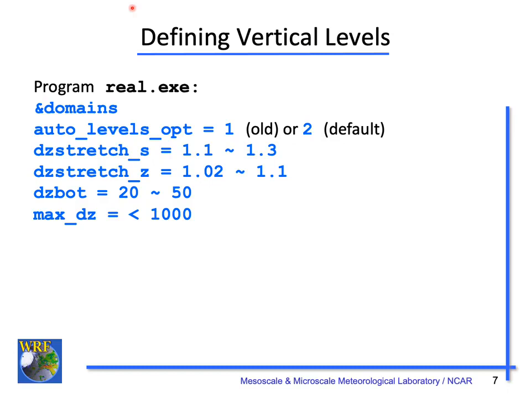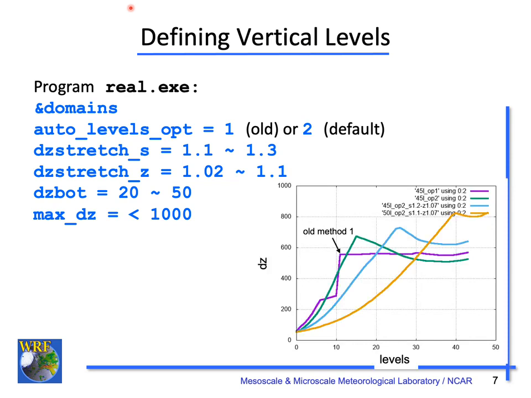This plot shows how delta z varies as a function of levels. The purple line, green and the blue ones all have 45 vertical levels. The purple line shows delta z as computed from the old method, option 1. We can see that there is a big jump of the value at level 11. The green and the blue lines show delta z varying with different stretching coefficients using the new method. Both have delta z varying more smoothly with levels.